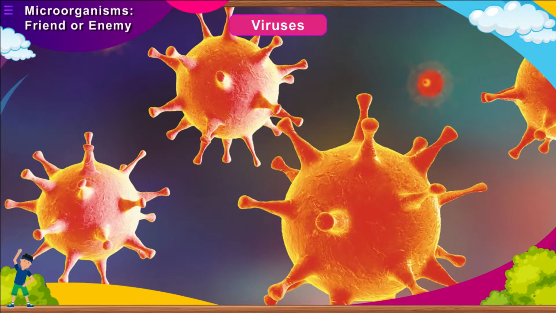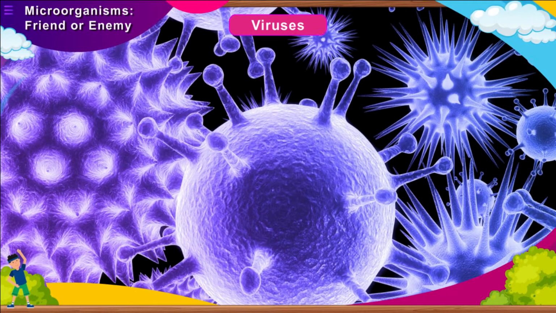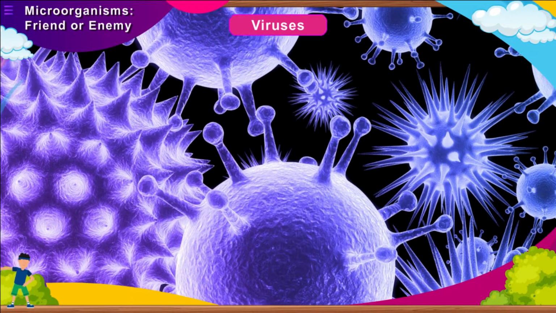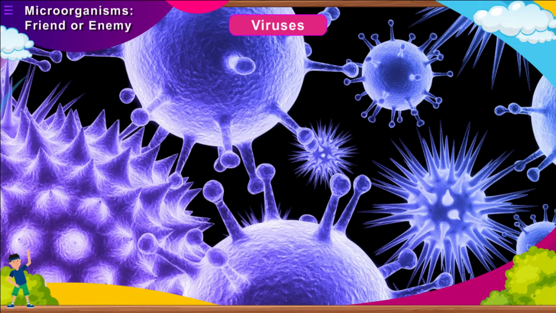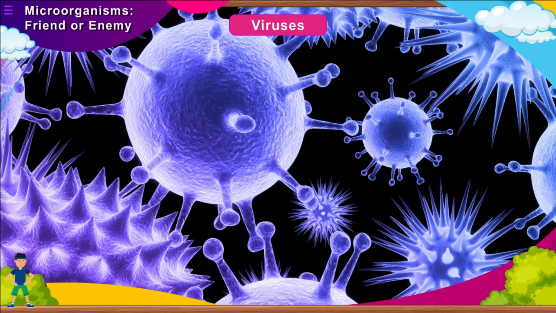Viruses. Viruses are the most primitive microorganisms. They show characteristics of both living and non-living organisms. They are so tiny that they cannot be seen by a light microscope. They can be observed only by an electron microscope, which has 2 lakh times magnification power.